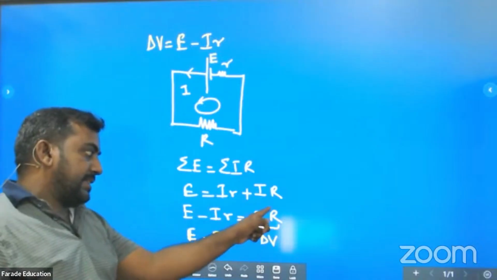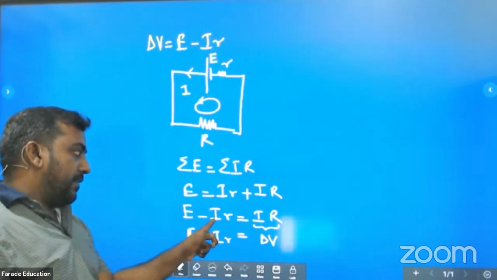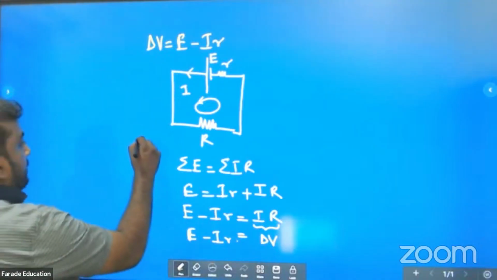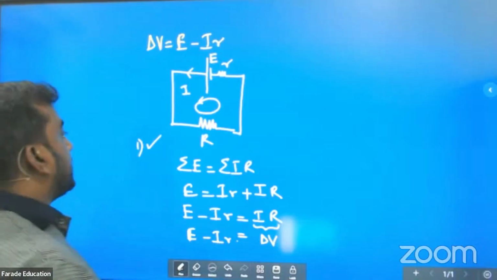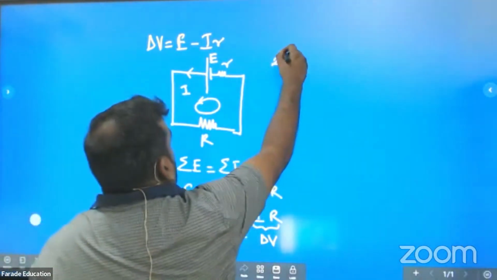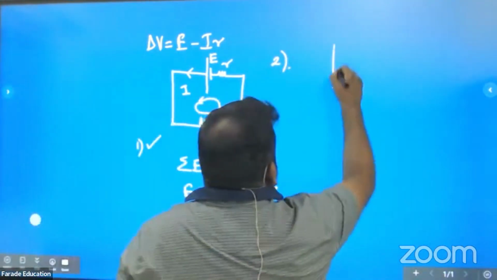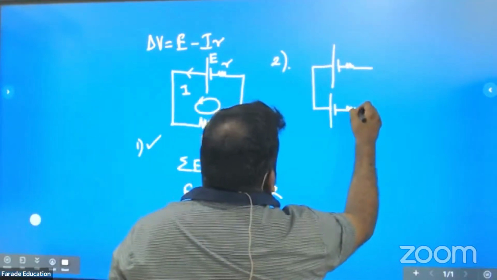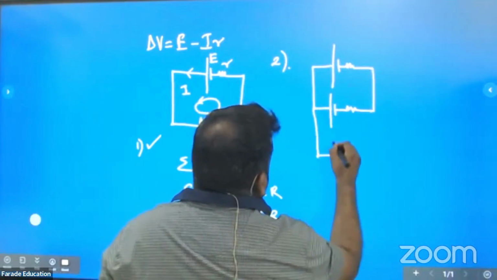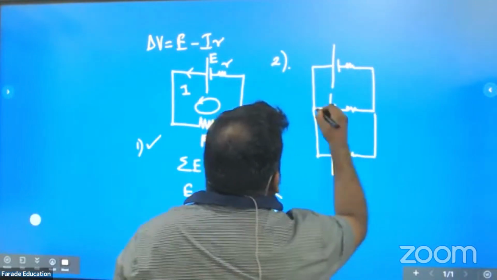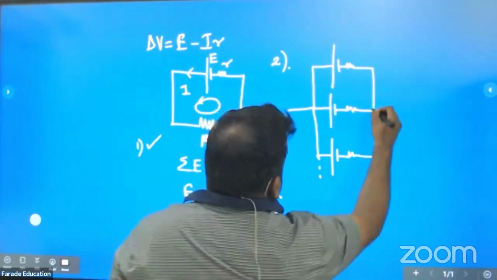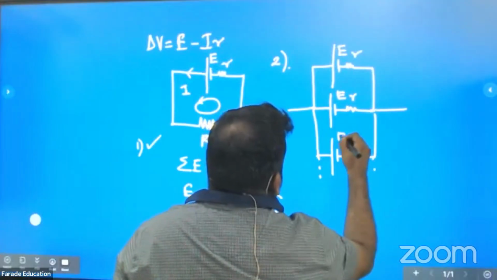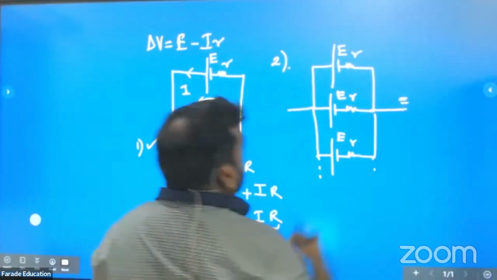So think carefully. If resistor changes, I will change. If I changes, terminal potential difference will change. So statement 1 is correct. It shows that there is internal resistance. Statement number 2. You are connecting similar cells in parallel to each other. What's going to happen? Let's say I take 3 cells, each with E and r.